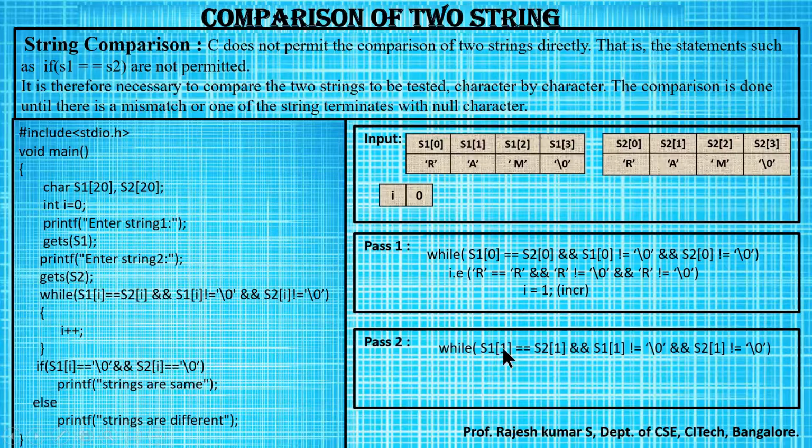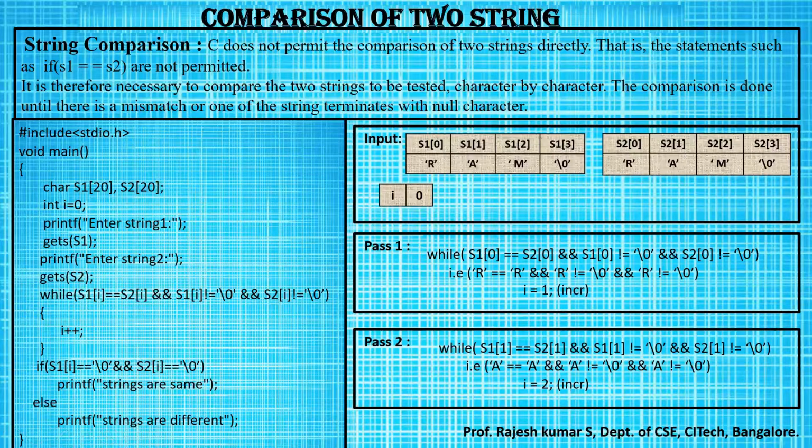In the while loop, when I value is 1, S1 of 1 double equals S2 of 1. We'll check whether this value is the same as this value. Now we know what S1 of 1 is, A. A double equals S2 of 1. Yes, it is equal. Again, we are checking whether A is not equal to null. No, it is not equal to null. And A is not equal to null. Again, no, it is not equal to null. When the condition is true, we increment I value. I value will become 2.